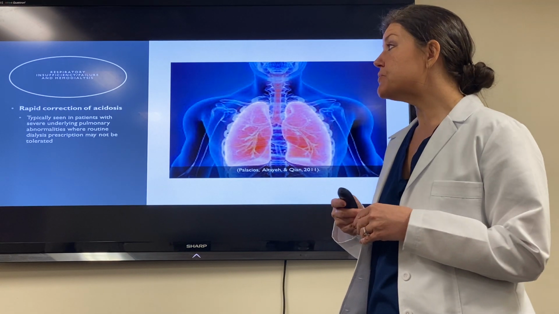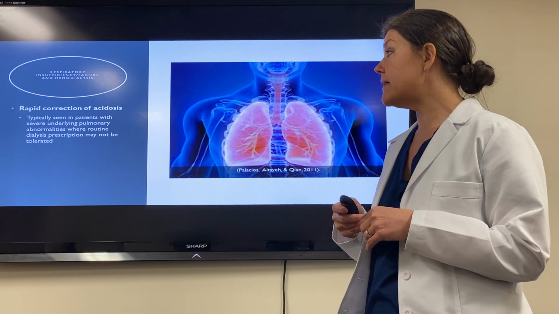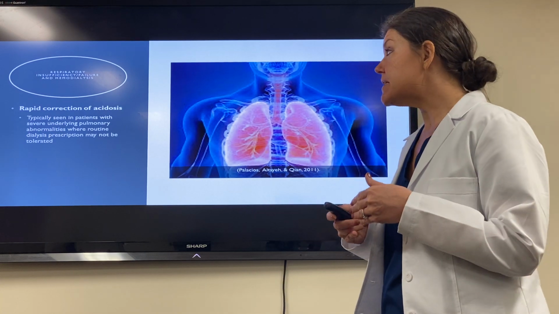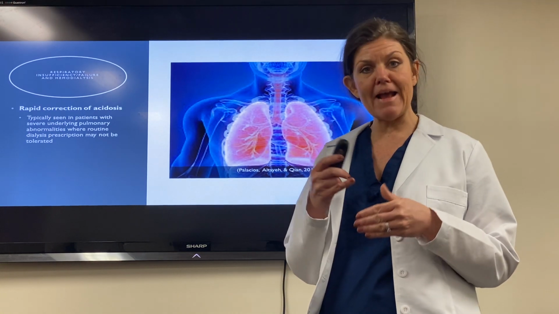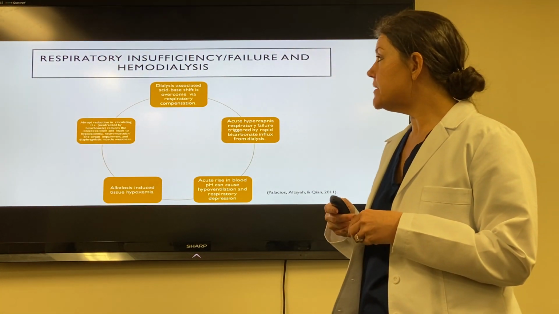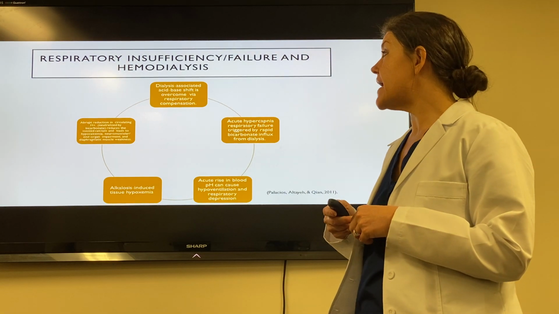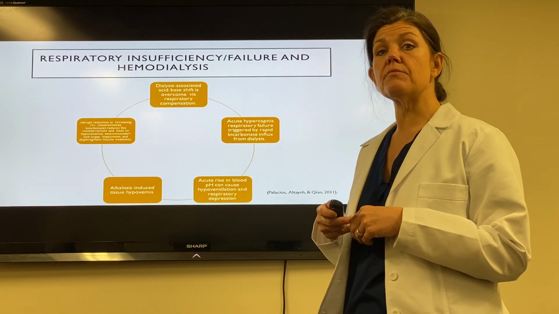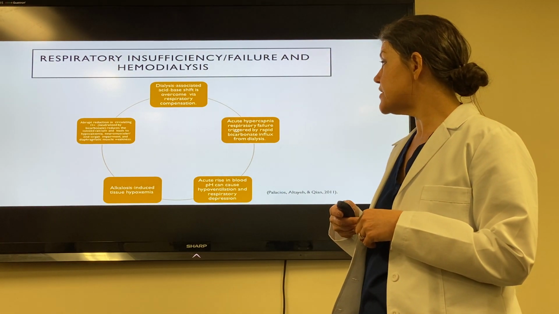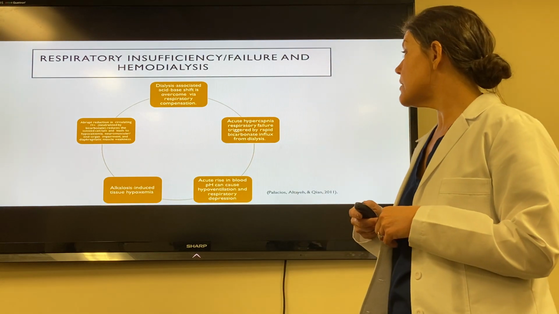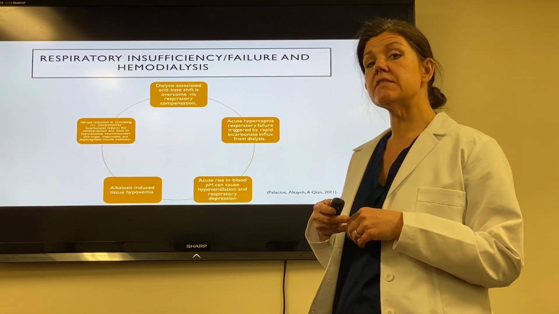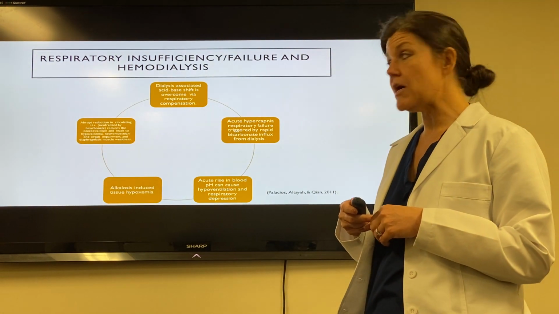Typically, this is seen in patients with a severe underlying pulmonary abnormality where routine dialysis prescriptions may not necessarily be tolerated. Some of these patients experience a rapid correction in acidosis. In this patient population, the dialysis is often associated with the acid-base shift to overcome their respiratory compensation. There's acute hypercapnia, respiratory failure that is triggered by the rapid bicarb influx from the dialysis. There's an acute rise in the pH, which can cause hypoventilation and respiratory depression.